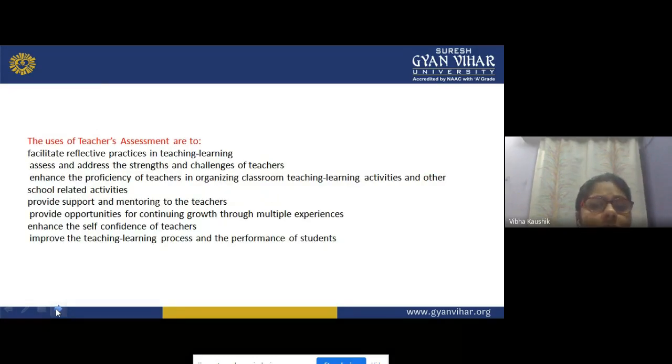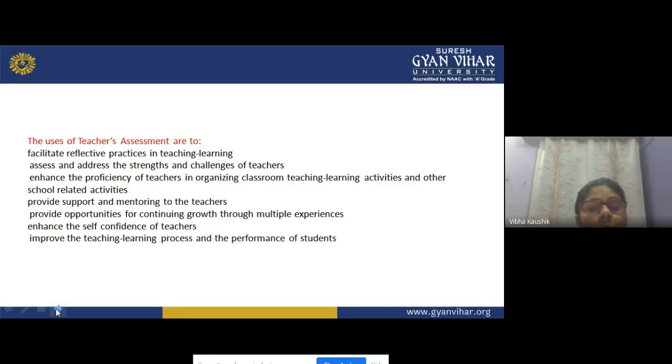The uses of teacher assessment are to facilitate reflective practices in teaching learning, meaning they will analyze their teaching learning process, and on the basis of the analysis they will improve. Assess and address the strengths and challenges of teachers. They will be able to evaluate and address that these are my strengths and these are my weaknesses. Enhance the proficiency of teachers in organizing classroom teaching learning activities. It will improve their proficiency in organizing various classroom activities and other co-curricular activities which are organized in the school from time to time.